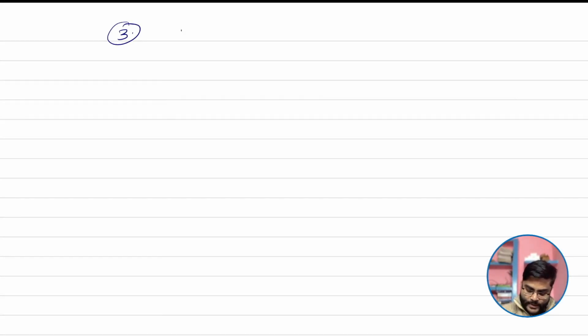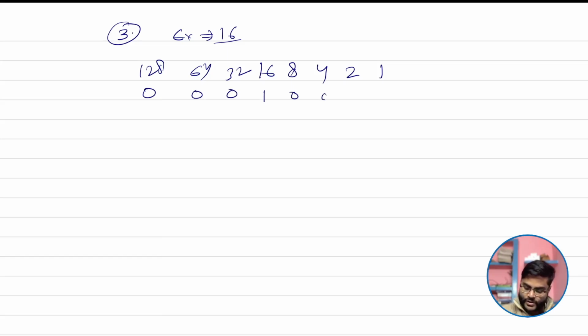So let's take an example. Let's say 16. If I write it out, it will be 1, 2, 4, 8, 16, 32, 64, 128, like this. So this bit will be 0, this will be 0, this will be 0, this will be 1, then 0, 0, 0, 0. And now if I write, what is 4 raised to power 0? It is 1. What is 4 raised to power 1? It is 4. What is 4 raised to power 2? It is 16. What is 4 raised to power 3? It is 64.